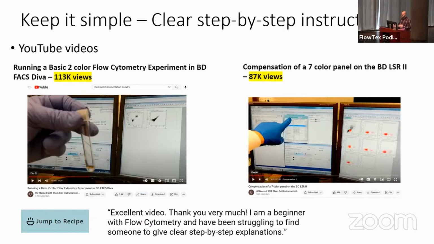mind-numbingly simple stuff, right? Setting up a 2-color experiment, doing a 7-color compensation. But I think what resonated with people, and one of these videos got over 100,000 views, which just blows my mind.